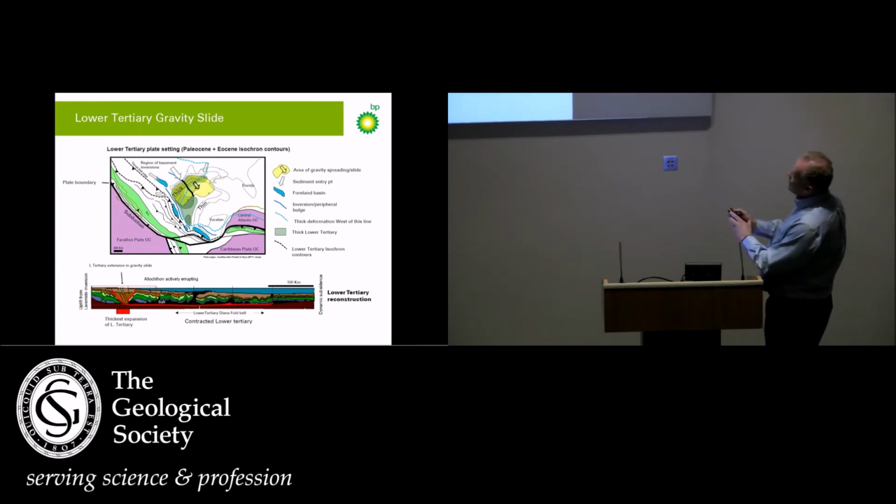And here you see the Lower Tertiary gravity slide, and that's the line location that you see right there. On this map, you see the plate boundary with North America. This is North America here, and this is the Caribbean plate and the Pacific plate. And at that time, you had very simple subduction with the Farallon plate going underneath there. And you had an orogenic belt with folding and thrusting here and some foreland basins that sit in here. And you had a peripheral bulge in these blue lines that you see right here.